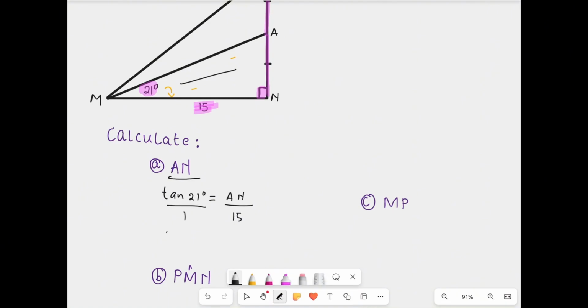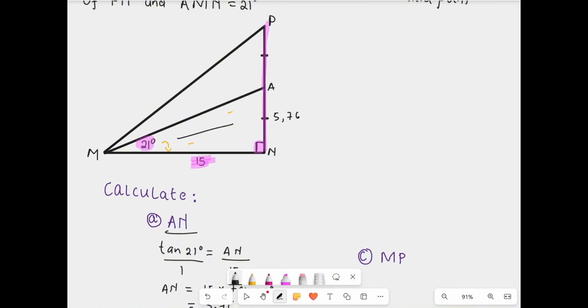So we are going to have AN multiplied by 1, which is AN, is equal to 15 multiplied by tan 21 degrees. So now this will give us our AN as 5,76. Even here we are going to have 5,76, because we are told that AN is the same as AP, since A is the midpoint.